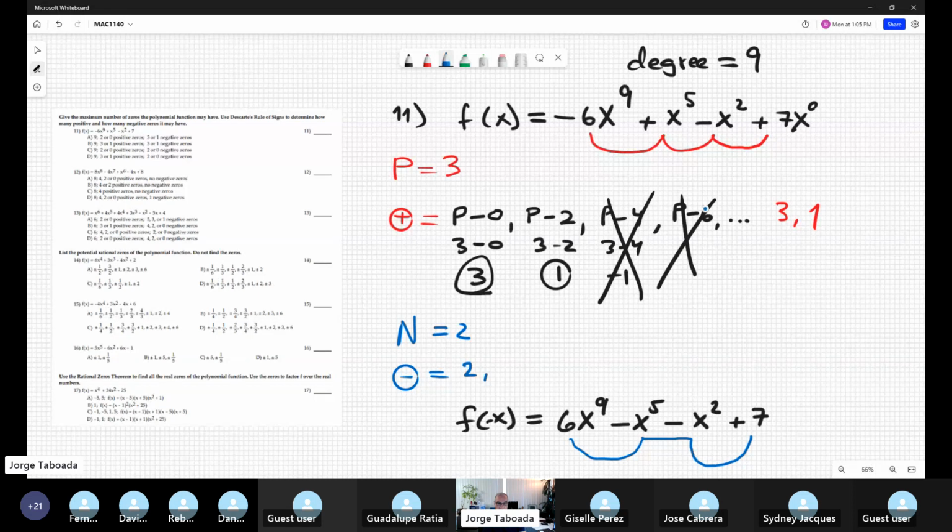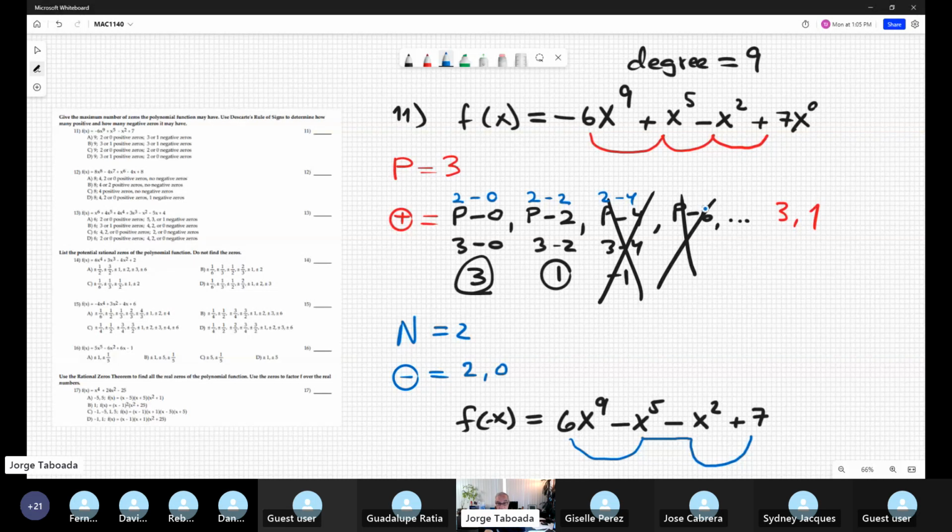You subtract 2: 2 minus 0 is 2, 2 minus 2 is 0, and of course 2 minus 4 is negative 2, which has no sense. What is the fantastic conclusion? The number of negative zeros is 2 or 0. Let me see, I made a mistake here. Sorry. The number of positive is 3 or 1. And the number of negative is 2 or 0.